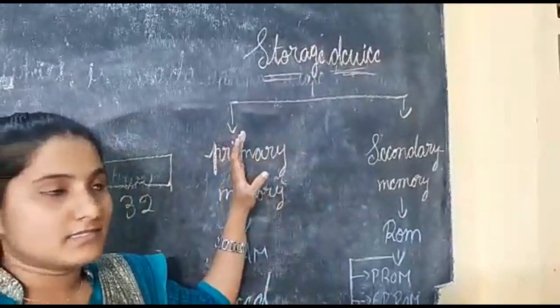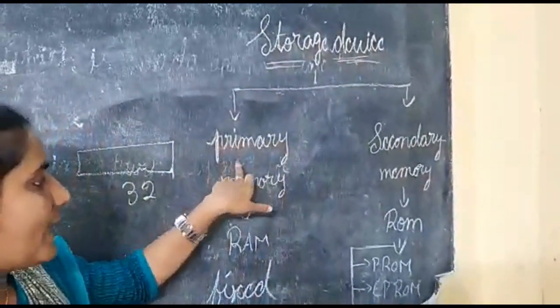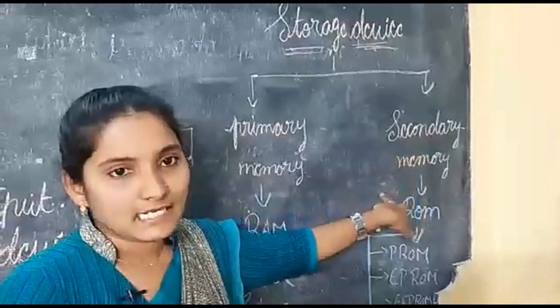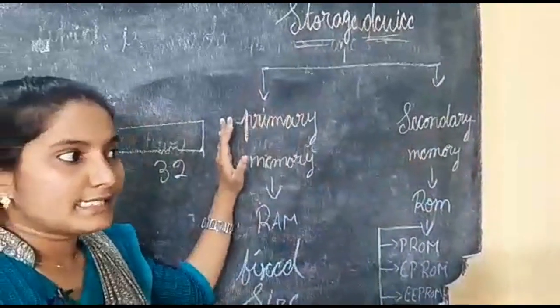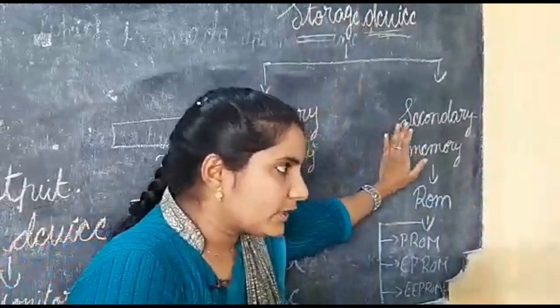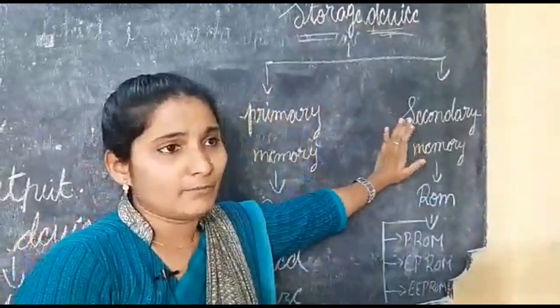How many storage devices, children? Two types. First one is primary memory, second one is secondary memory. Primary memory is a temporary memory and secondary memory is a permanent memory.